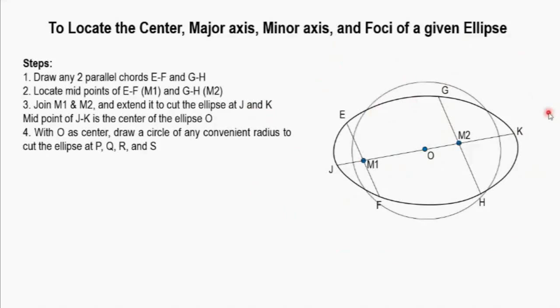So I have drawn this circle. Now this circle is cutting the ellipse at 4 points P, Q, R, and S. You can take slightly less or slightly more radius also. Join PQRS and draw the rectangle. Now the size of this rectangle will depend upon the diameter of the circle. It can be any size, doesn't matter.